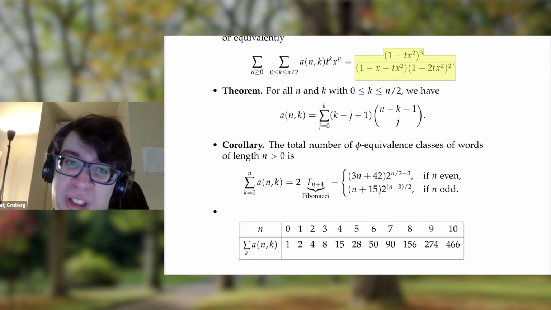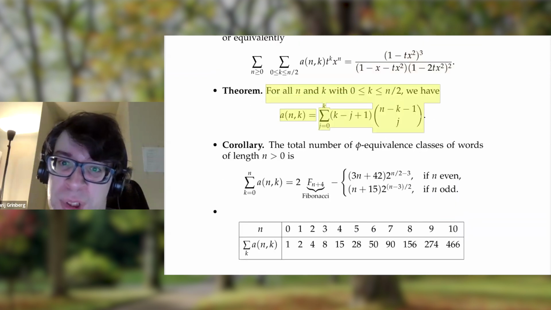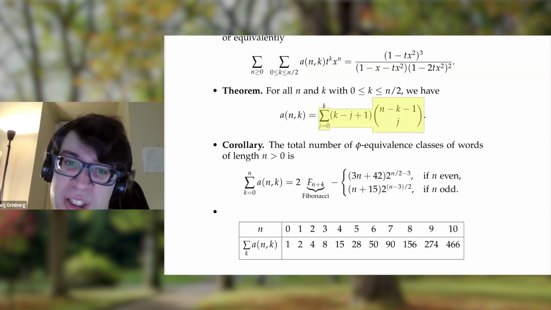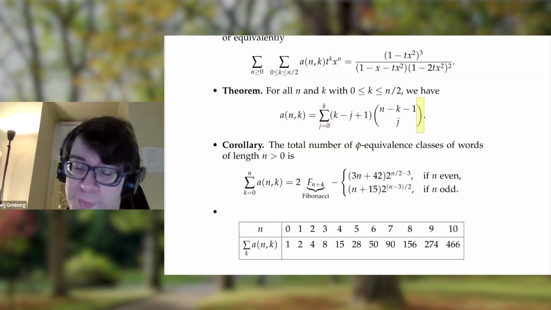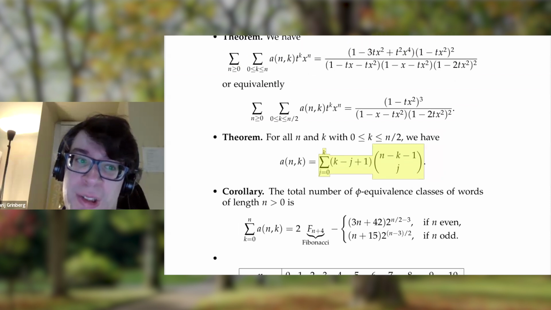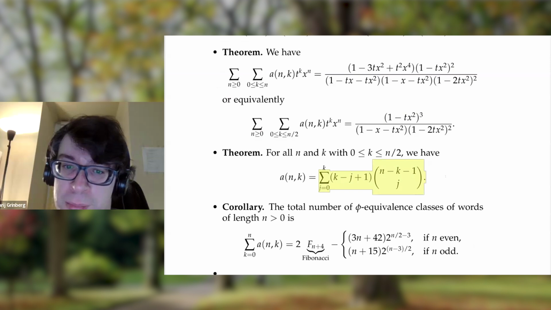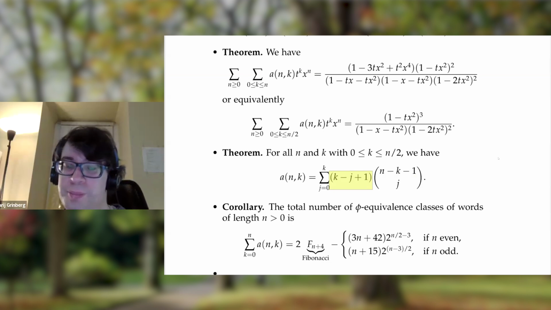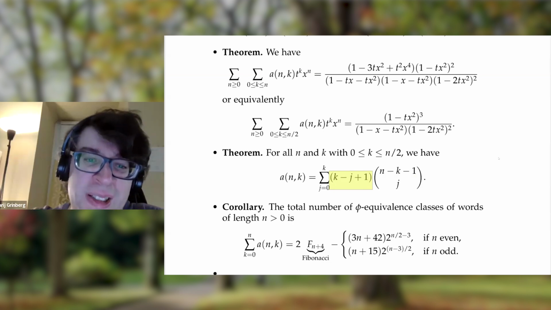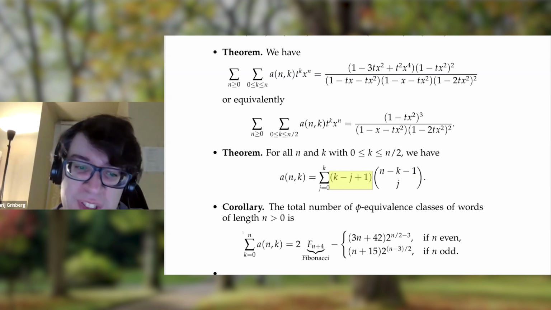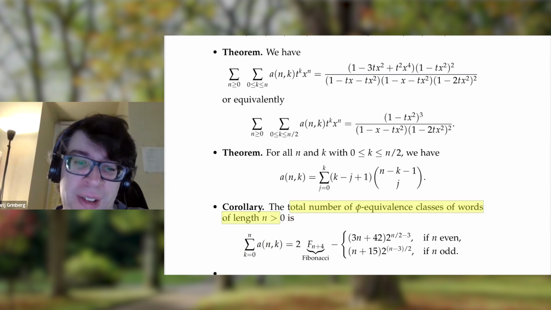But a somewhat better answer from my point of view is this formula here, the summation formula, which you can view as a combinatorial re-expression of this generating function. So it's a sum of binomial coefficients times this factor. Now, as a bit of a curiosity, if you sum this over all k for a given n, you get the total number of phi equivalence classes of words of length n.